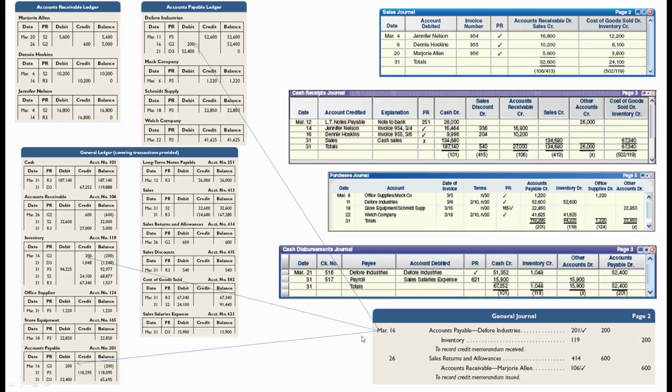So since it's in the general journal, it will have to be recorded in the general ledger. So here we have a credit for inventory for the $200. Here we have a credit in the controlling account for accounts payable of $200. And we are also going to update the subsidiary ledger for DeFore Industries in the amount of $200.